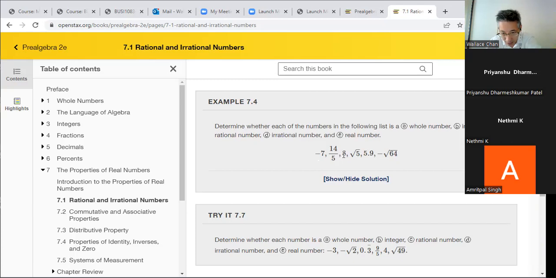14 over 5, 8, square root of 5, 5.9, and negative square root of 64. And then you tell me what their label should be. I'm going to give you 1 more minute.